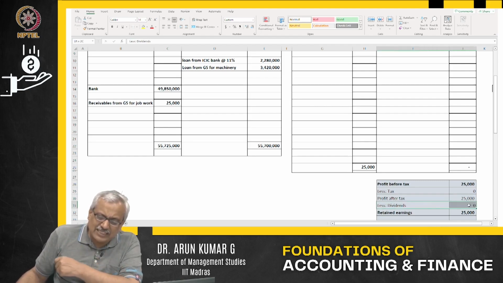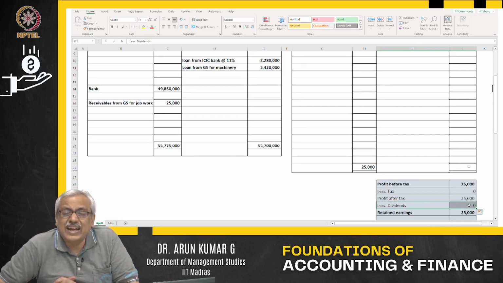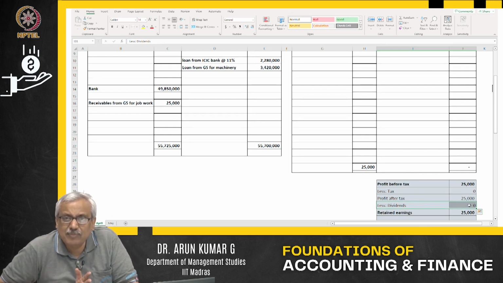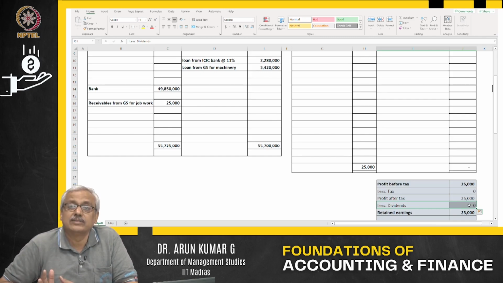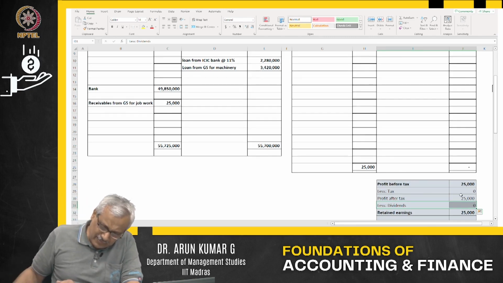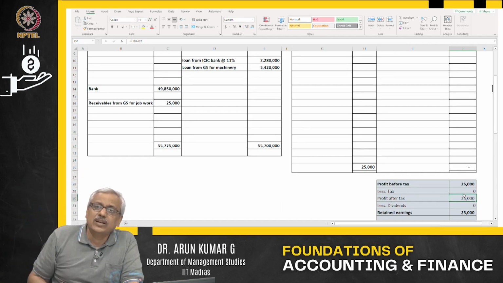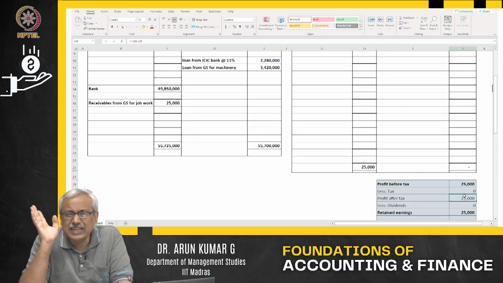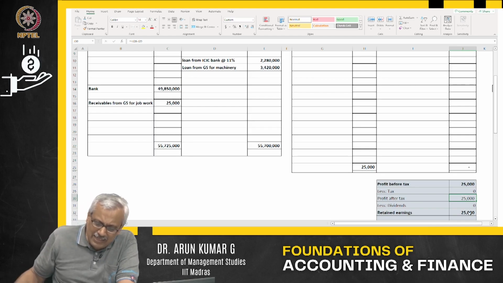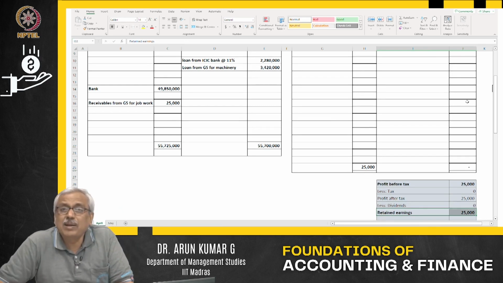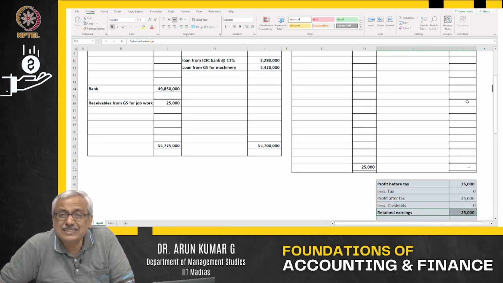The profit that is distributed to the equity holder is called dividends. If I have distributed the profit to the shareholders, the cash goes out of the company. Here I have not distributed any dividends so far. So the profit belongs to whom? Belongs to the equity shareholders. But the profit belonging to the equity shareholders, I am retaining in my business and reinvesting.